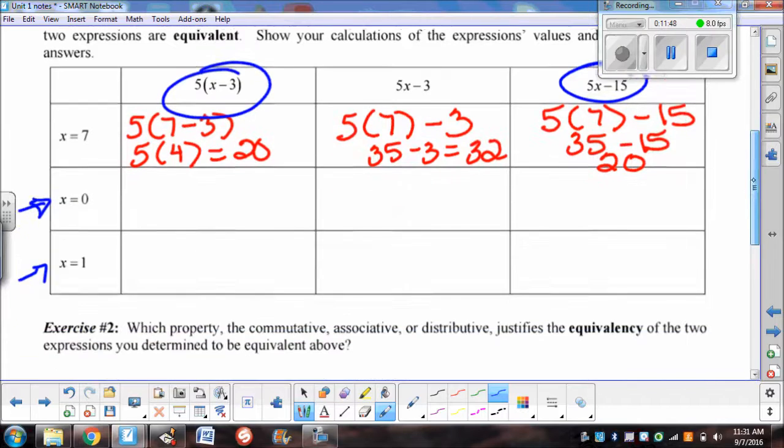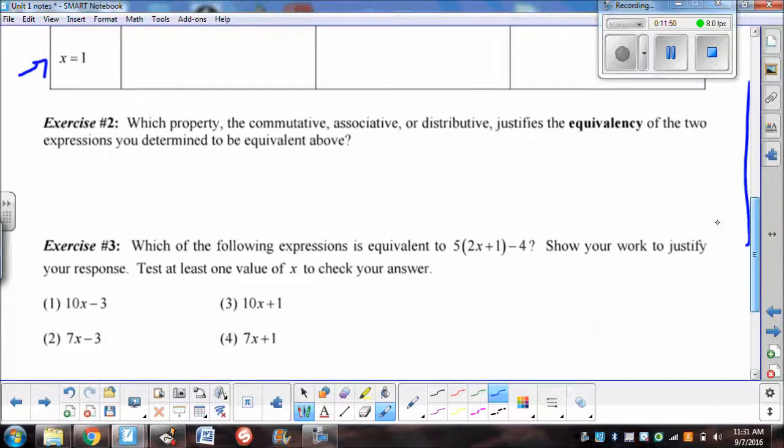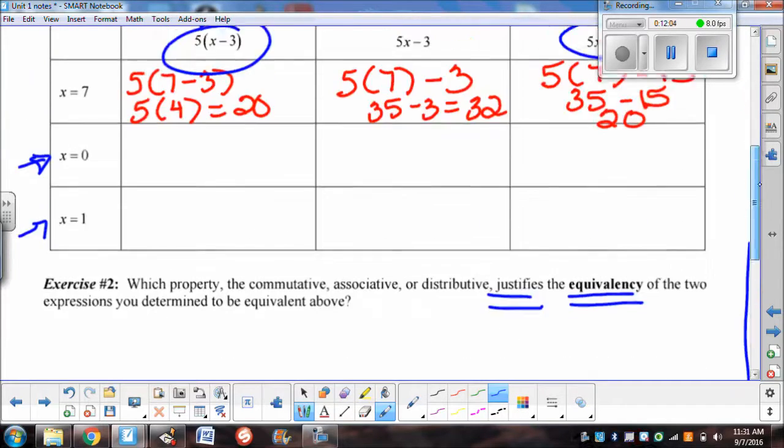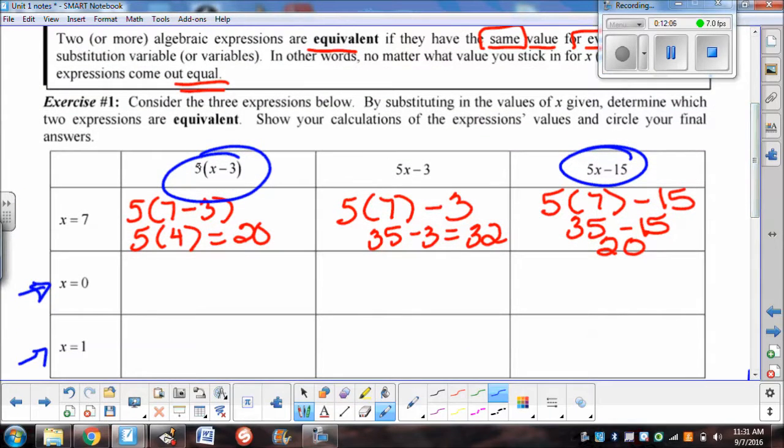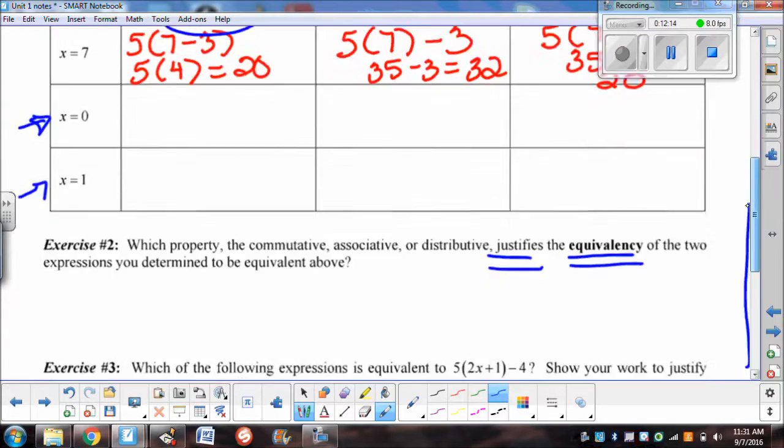Okay, so as we move down, let's take a look at exercise 2. Which property, commutative, associative, or distributive, justifies the equivalency of the two expressions you determined to be equivalent above? I think I mentioned that. Okay, what property justifies why these two expressions are equivalent to each other? They're equivalent because of the distributive property.